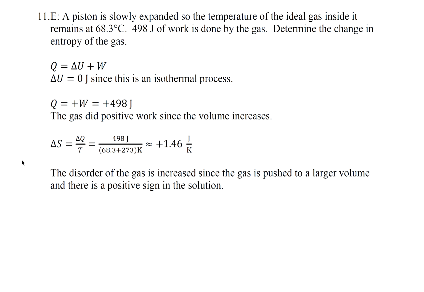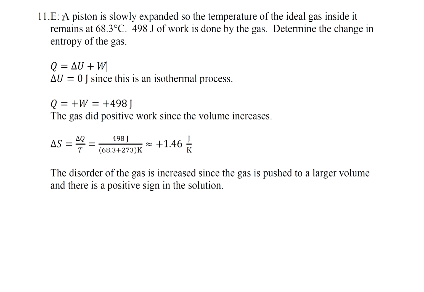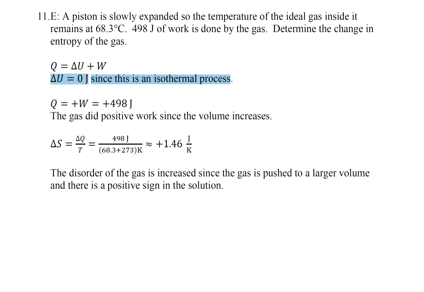Question 11. A piston is slowly expanded so the temperature of the ideal gas inside it remains at 68.3 degrees Celsius. 498 joules of work is done by the gas. That means the volume gets bigger. Determine the change in entropy of the gas. Q equals delta U plus W. The temperature remains constant, so delta U is equal to 0. Q equals W, which is plus 498 joules.